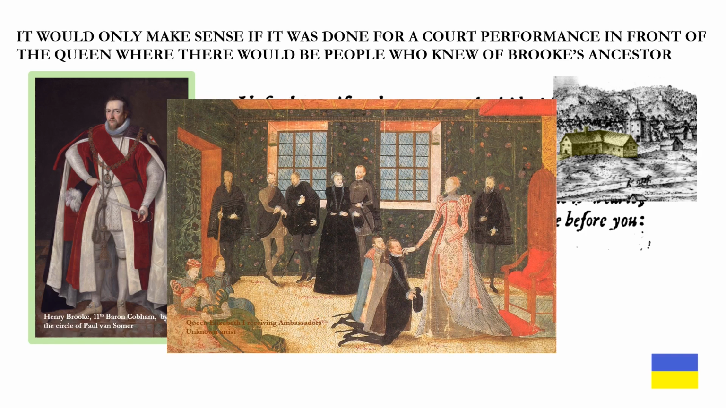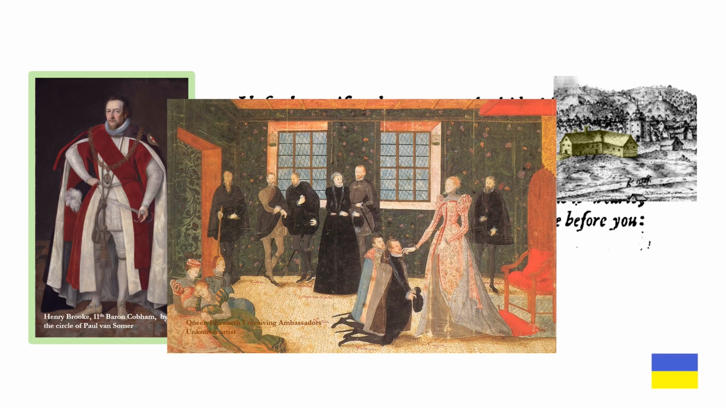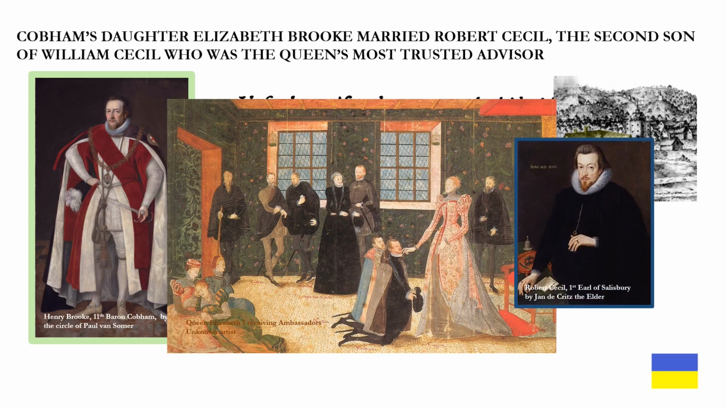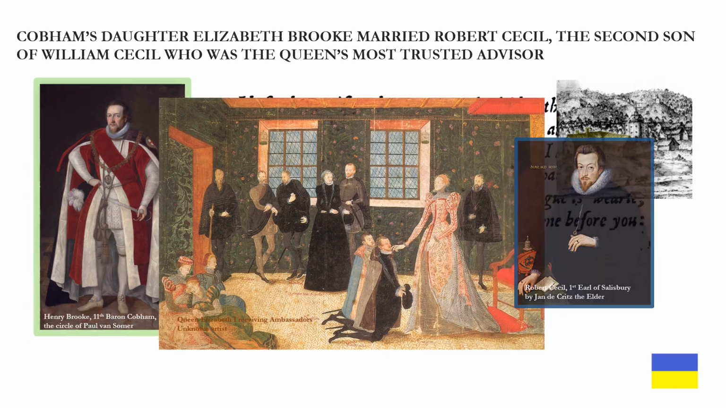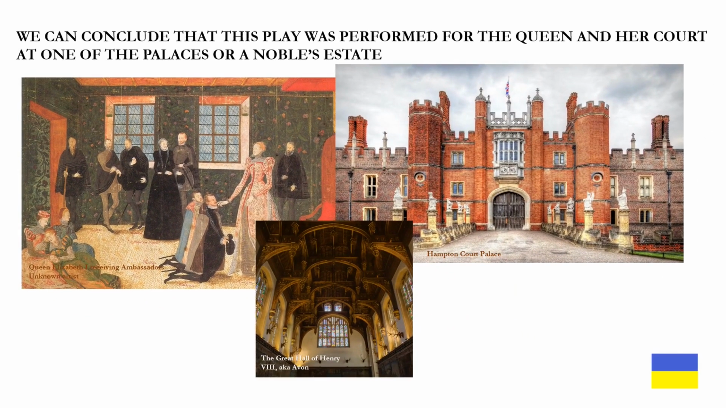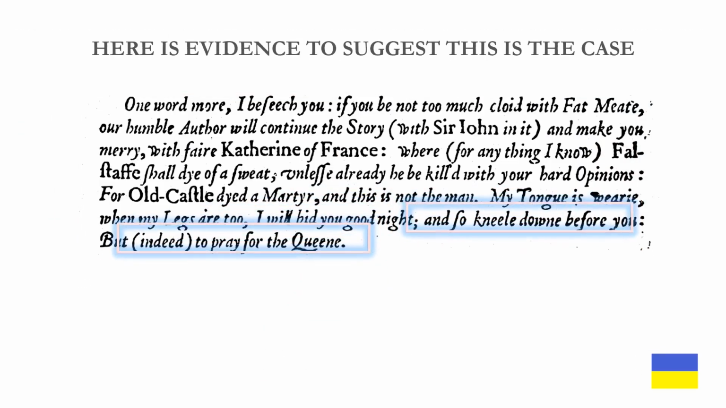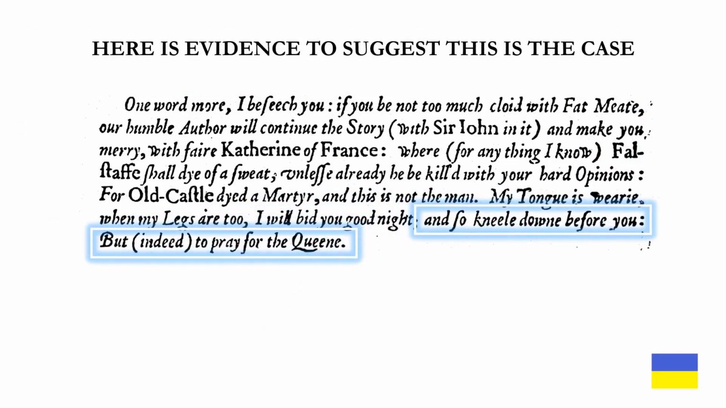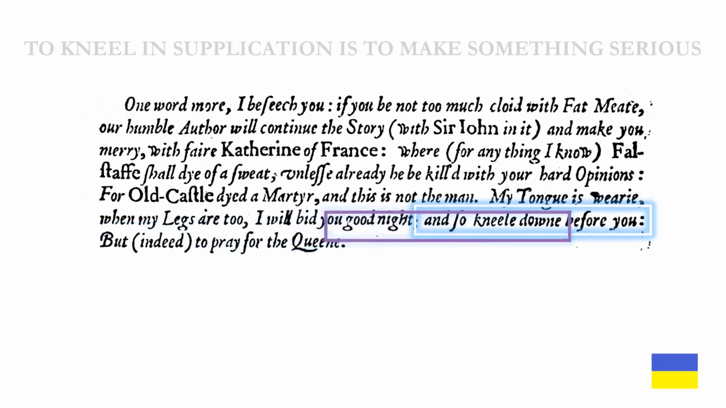And an interesting note, Cobham's daughter Elizabeth Brooke married Robert Cecil, the second son of William Cecil, who was the Queen's most trusted advisor. We can conclude that this play was performed for the Queen and her court at one of her palaces or a noble's estate. Here is evidence to suggest this is the case.